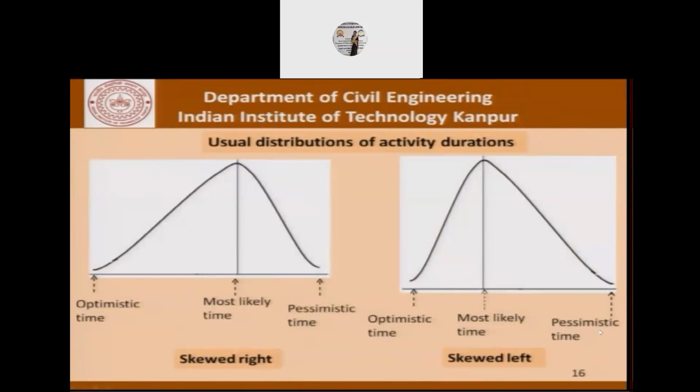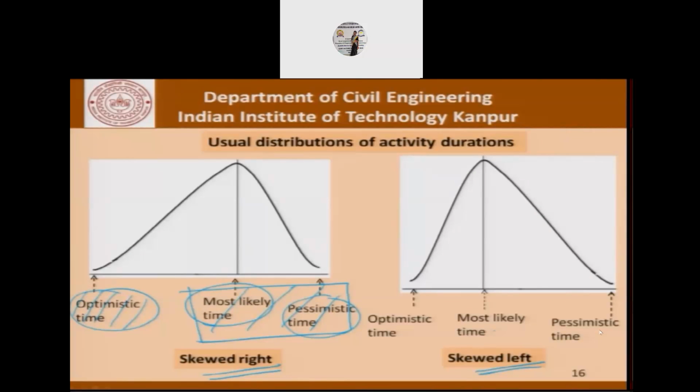So now what is a beta distribution? We assume that this is the most likely time, this is the pessimistic time, and this is the optimistic time, and this distribution is skewed to the right. In this case, however, on the figure on the right, for the most likely time, the distribution is skewed to the left. So this is a situation where most of the times we will be able to complete the project here, except if we become very lucky, we might hit the jackpot and come somewhere here.